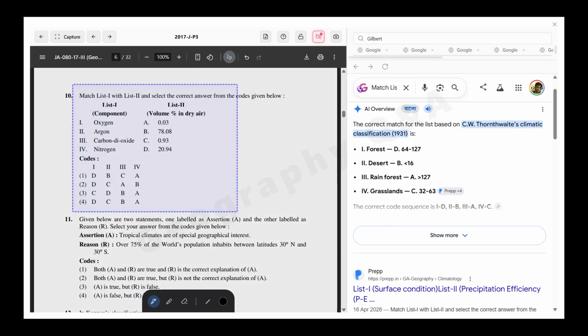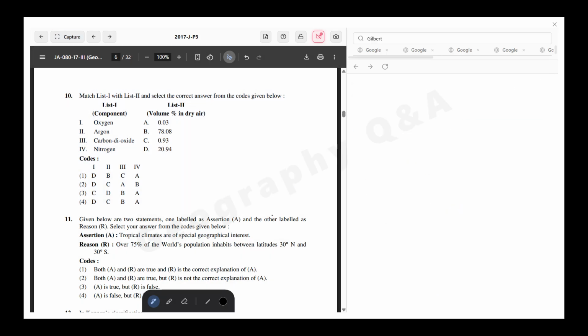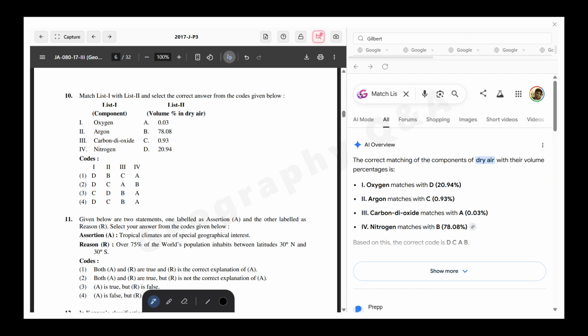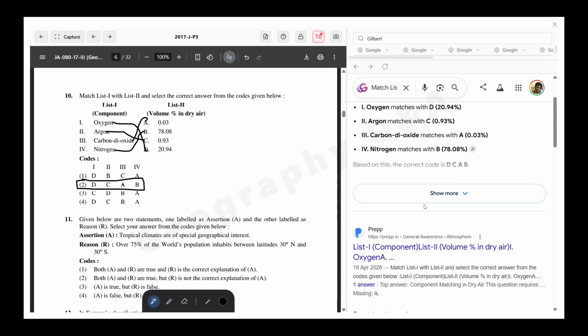Match the following: component and the volume of the dry air: oxygen, argon, carbon dioxide, and nitrogen. So nitrogen is 78%, oxygen is 20.94, carbon dioxide 0.03, and argon is 0.93. So 1 equals D, 2 equals C, 3 equals A. So that means option 2 is the correct option.